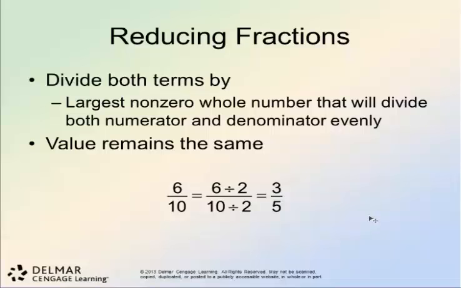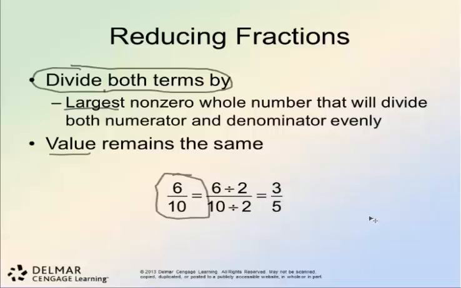Now when we have fractions, we already mentioned we like to reduce them to lowest terms. And to reduce a fraction to lowest terms, what we do is we look for the greatest common factor of the numerator and denominator and divide both the numerator and denominator by that. So it says divide both terms, that means the numerator and the denominator, by the largest, greatest, non-zero whole number that will divide both the numerator and denominator evenly. And the fraction you will get will have the same value as the fraction you had.